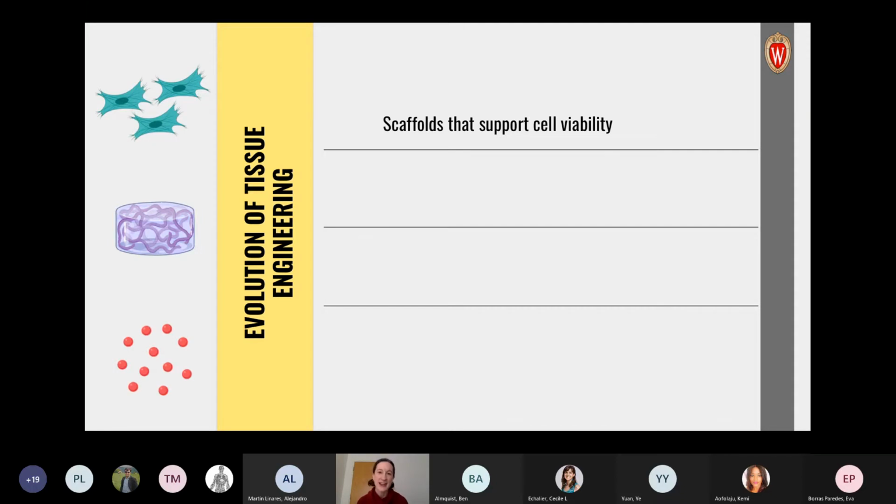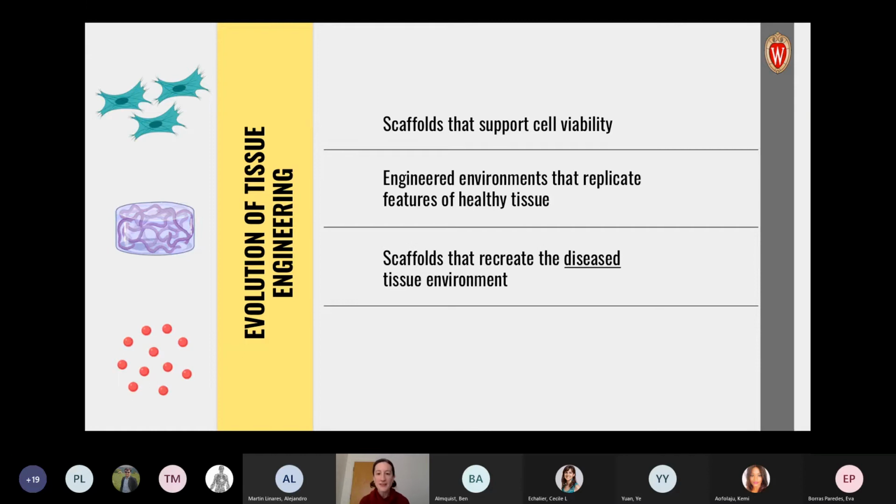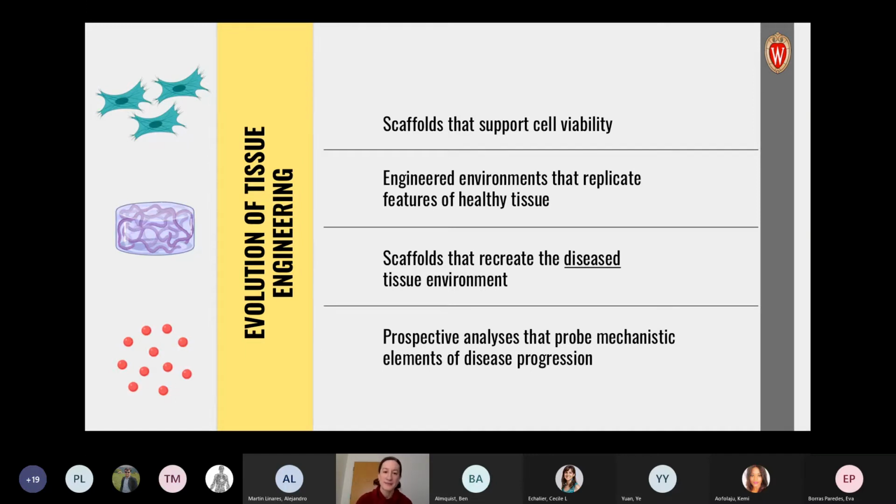When tissue engineering first started, it was an accomplishment just to have a scaffold that supported cells that would live on it. Back when I first did tissue engineering, about 25 years ago now, putting cells on a material in vitro, in three dimensions, and having the cells live and grow and fill up that material was an amazing feat in itself. Then we became more sophisticated in the subsequent years, and were more intentional about engineering the environments to replicate the features of healthy tissues, to make tissues that could serve as a replacement for a diseased or damaged tissue. But that has evolved as well, and we are starting to see value in recreating the diseased tissue environment. So not just making something that could serve as a replacement, but making something that could serve as a platform for understanding why disease happens, and allowing us to do prospective analyses to probe the mechanisms of disease progression.